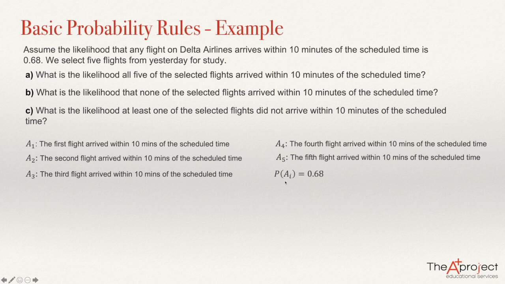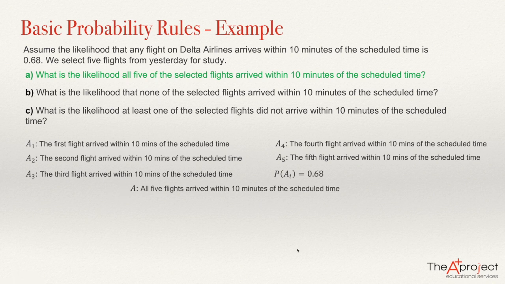And from this information, we are going to solve a first question. What is the probability that all 5 of the selected flights arrive within 10 minutes of the scheduled time? So let's solve first this first question. We have that the probability of A i equals 0.68. But now I'm thinking about this event: all 5 flights arrive within 10 minutes of the scheduled time. The question is, what is the probability of A?